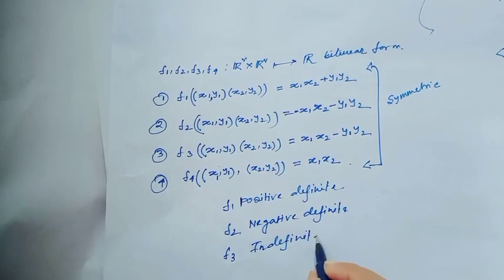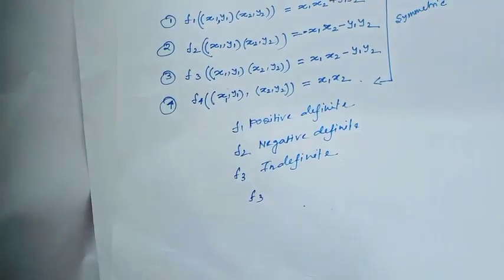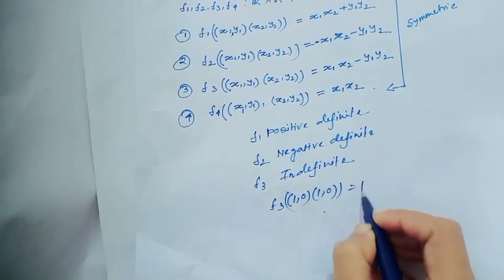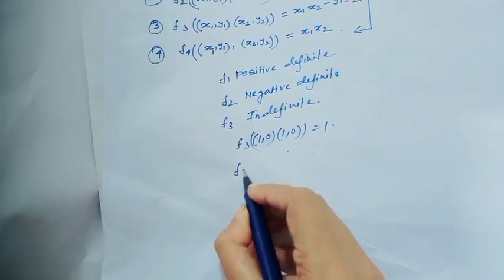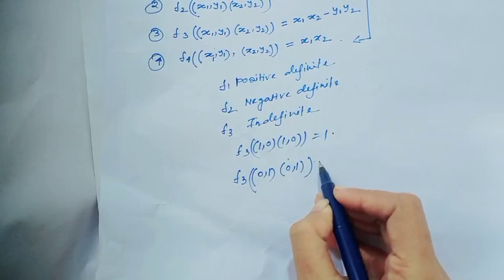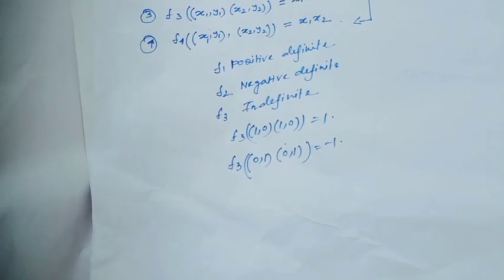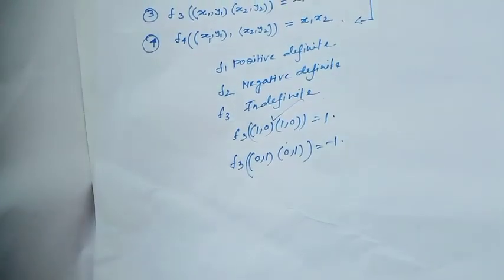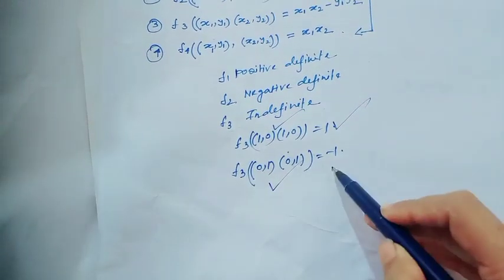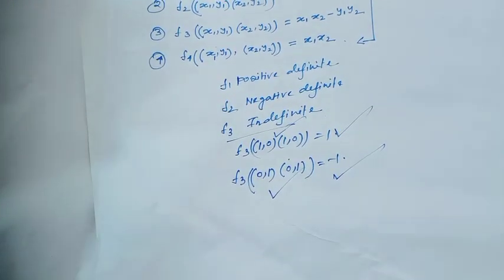because f3 of the vector (1,0) with (1,0) would be 1, and f3 of (0,1) with (0,1) would be obviously minus 1. That means here I have one vector (1,0) for which the value is positive, and another vector (0,1) for which the value is negative. So f3 is indefinite. Have you understood the concept of indefinite?